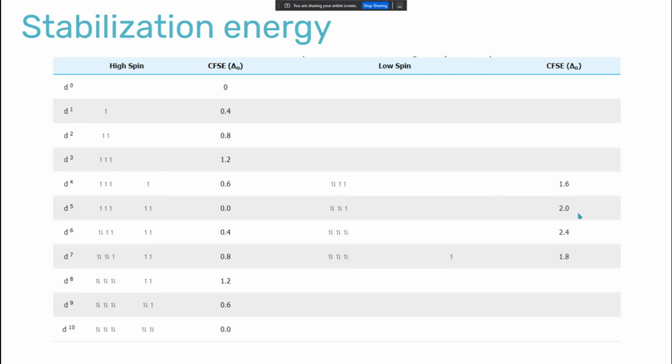So it depends on the pairing energy because the stabilization shows how much energy will be gained, just by putting electrons onto the energy levels, but we must pay the price for pairing them as well. Good.